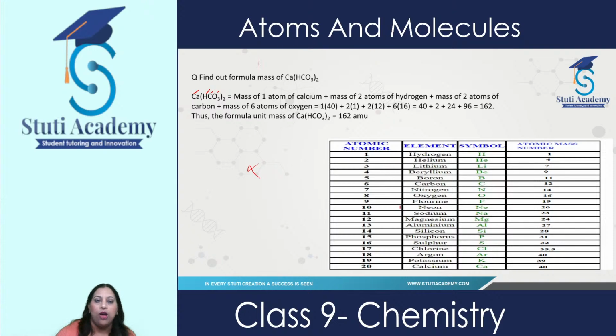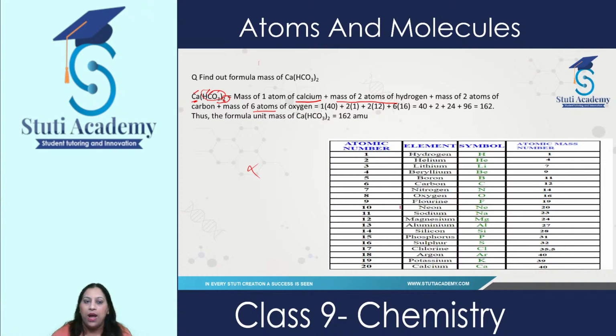So mass of one atom of calcium, mass of 2 atoms of hydrogen, because this applies to the entire hydrogen carbonate group. So it means it has mass of 2 atoms of hydrogen, mass of 2 atoms of carbon, and mass of 6 atoms of oxygen. How does this 6 come here? Because it is already 3, so we multiply these two numbers and it is 6 here. Here hydrogen is 1 and carbon is 1, so that's why only 2 atoms of hydrogen and carbon are present there.